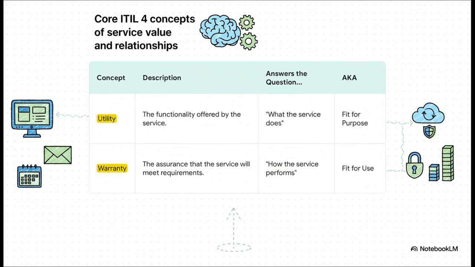Let's put these side by side. Utility is all about what the service does, its features, its functions. It answers the question, is this fit for my purpose? Warranty, on the other hand, is about how well the service performs. Is it available? Is it secure? It answers, is this fit for my use? Think about an email service. Its utility is that it sends and receives email. Its warranty is the promise that it'll be online 99.9% of the time and your data is safe.